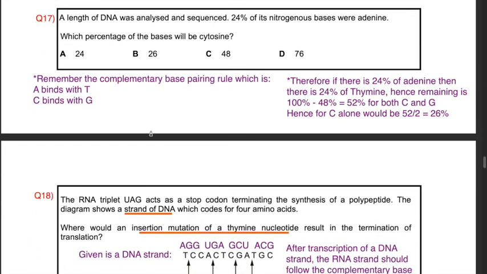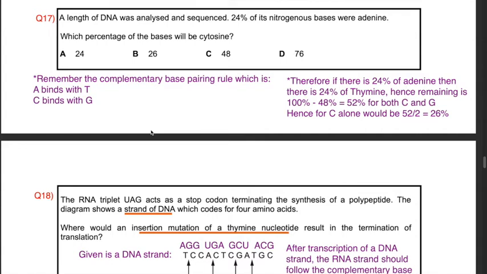Question 17. A length of DNA was analyzed and sequenced. 24% of its nitrogenous bases were adenine. Which percentage of the bases will be cytosine? Remember the complementary base pairing rule, which is A binds with T, C binds with G. Therefore, if there is 24% of adenine, then there is 24% of thymine. Hence, the remaining percentage would be 100% minus 48%, leaving us with 52% for both cytosine and guanine. Hence, for cytosine alone, you would have to divide it by 2. 52% divided by 2 is equal to 26%. Hence, the percentage of bases that will be cytosine is 26%.